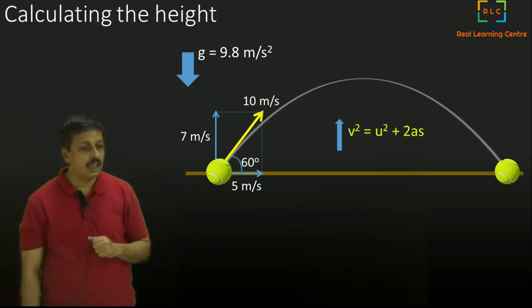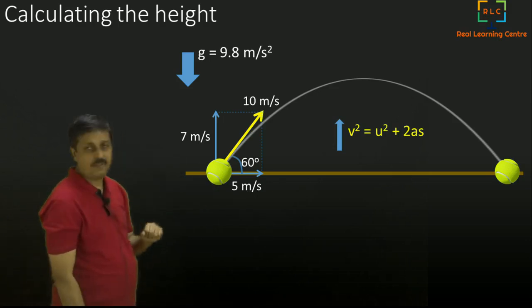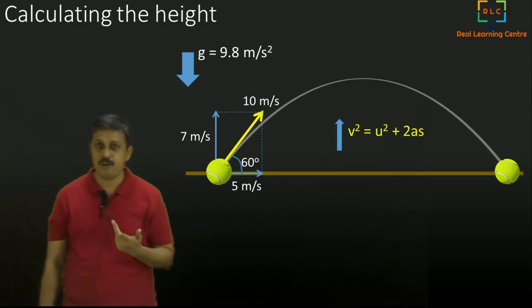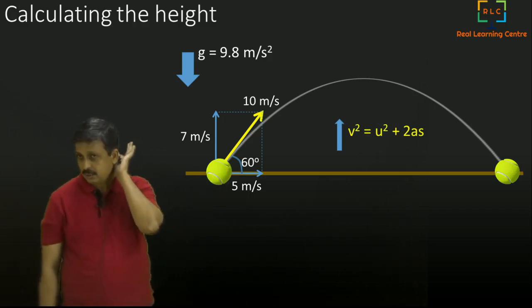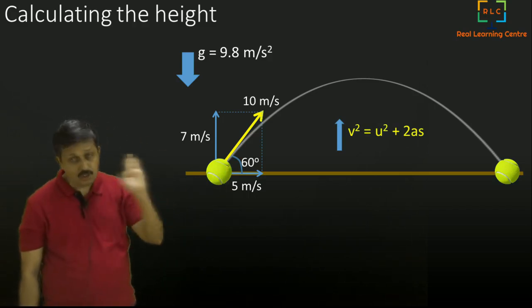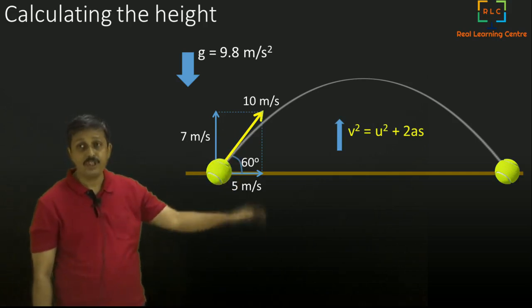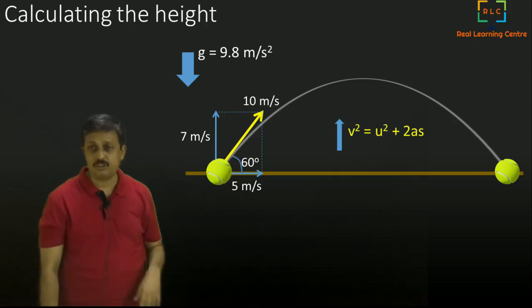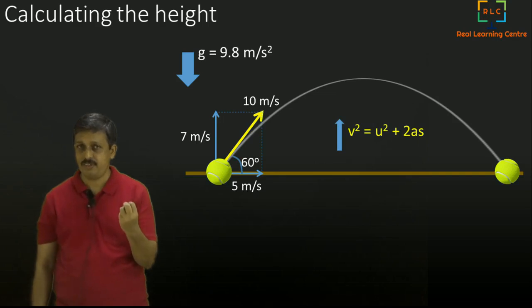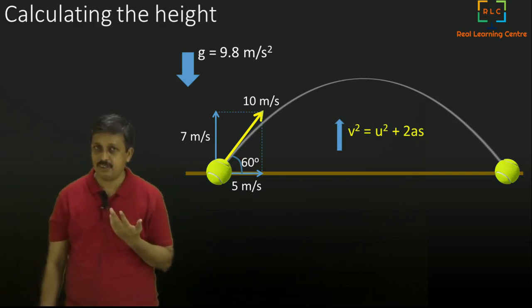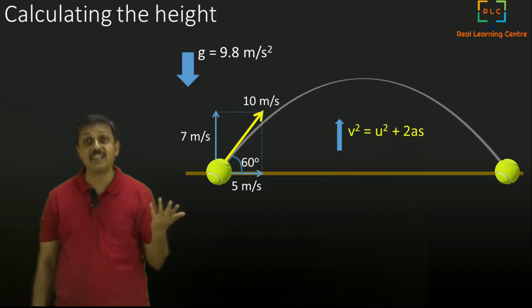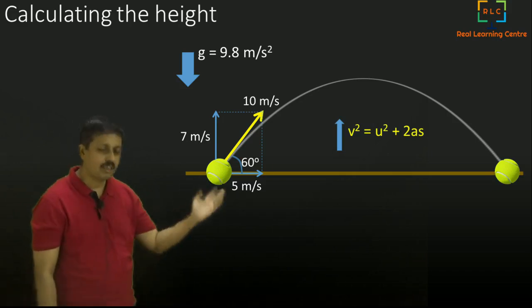Now we will use a different formula this time. We will use another kinematic formula which is called v square is equal to u square plus 2as. So why do we use this formula? Because we know v and u, and we know acceleration. So three variables are known in this. S is the height it is traveling, so we can calculate the fourth variable. We just need height, we don't even need time, so we can use this formula.